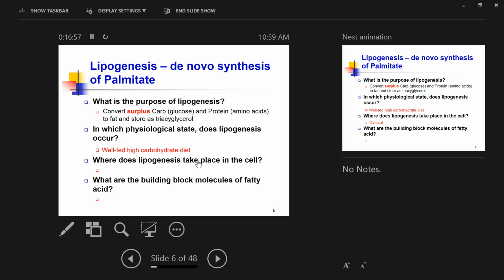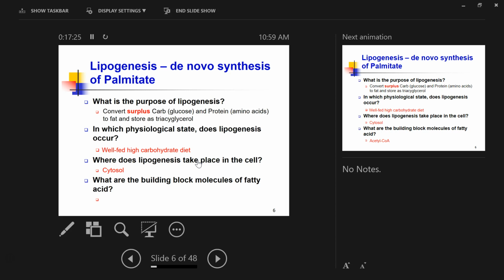And where does lipogenesis take place in the cell? What do you expect? Cytosol, mitochondria, or somewhere else? Cytosol, right? It's considered the synthetic pathway, right? So again, lipogenesis occurs in the cytosol.